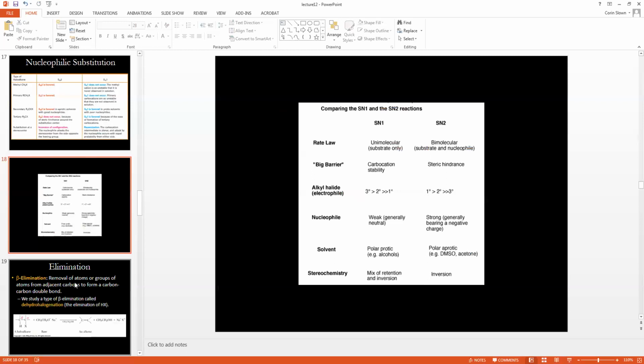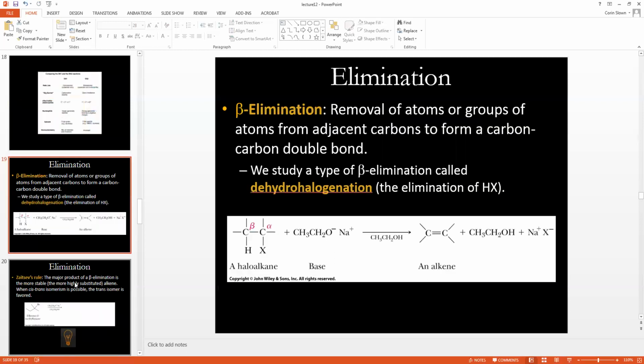Last thing we're going to talk about is beta elimination. This is the removal of atoms or groups of atoms from adjacent carbons to form a carbon-carbon double bond. So we're going to study a type of beta elimination called dehydrohalogenation. This is the elimination of HX. This is where a base is going to take a proton. The electrons from the bond between the hydrogen and the carbon are going to drop down to form a double bond. But since carbon can only have 8 valence electrons, it's going to kick out this leaving group, forming a double bond.